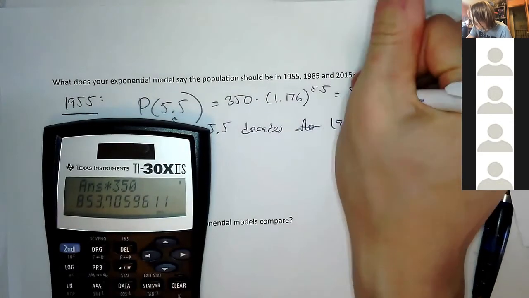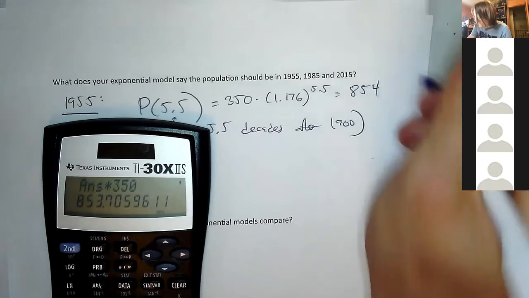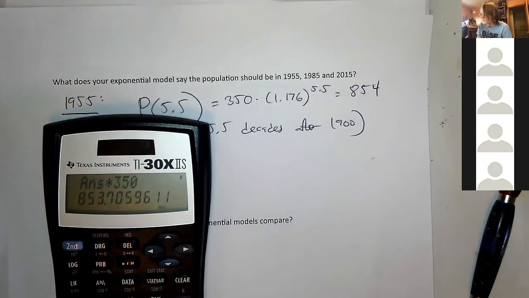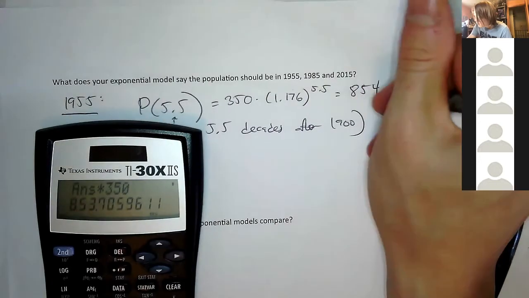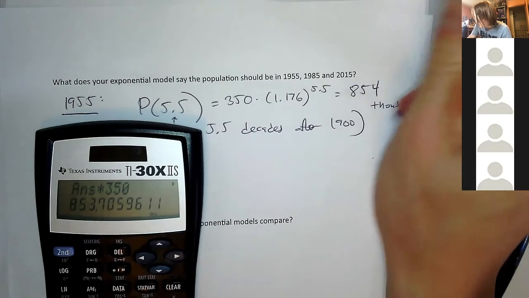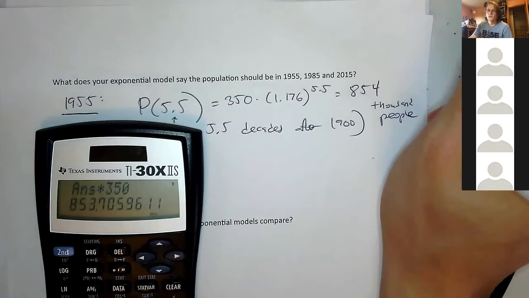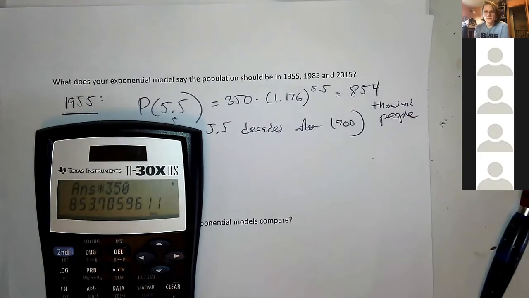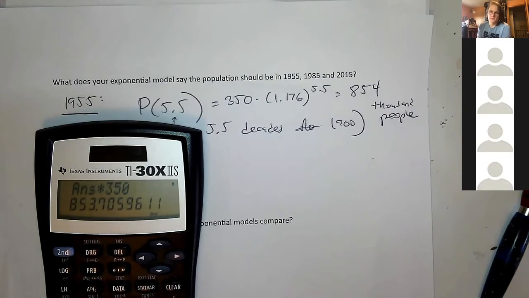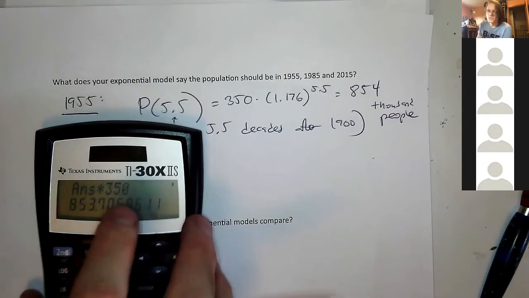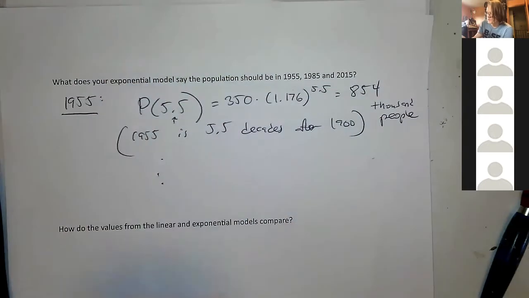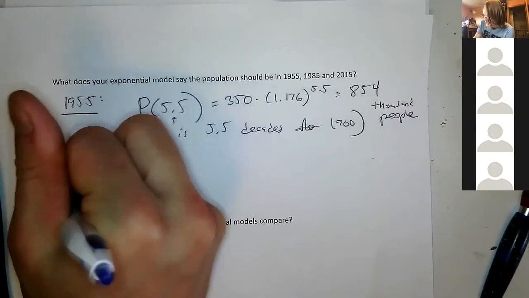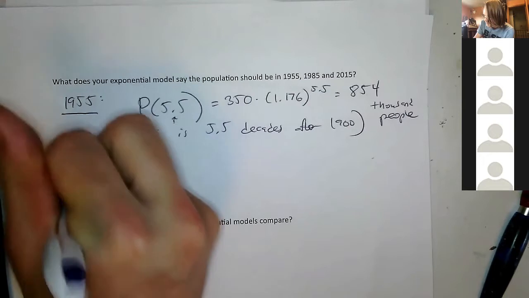So you get something like 854, say, and this is in 1,000s of people. Obviously that's ridiculous. The population of Buffalo has never been that high. So the exponential model, as I said, will grow really fast, so it just isn't something that can be sustained. And then you would do the rest, right? So you do 1985 and 2015.